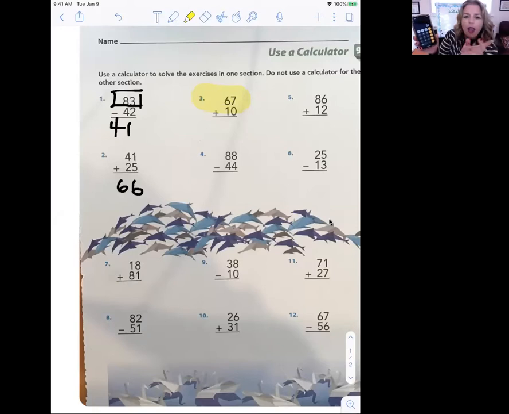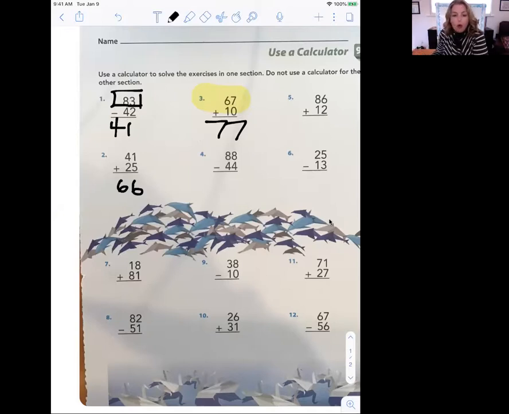And then what am I doing with this problem? Am I adding or subtracting? I am adding, so I hit plus 10. So my plus sign is on, and then I'm gonna hit 10. And then what do I do after I hit the 10? Hit the equal sign, equals. 67 plus 10 is 77. So I'm gonna write a 77.